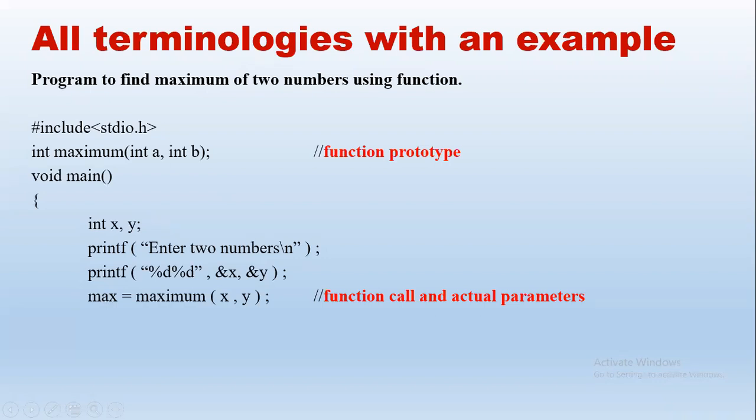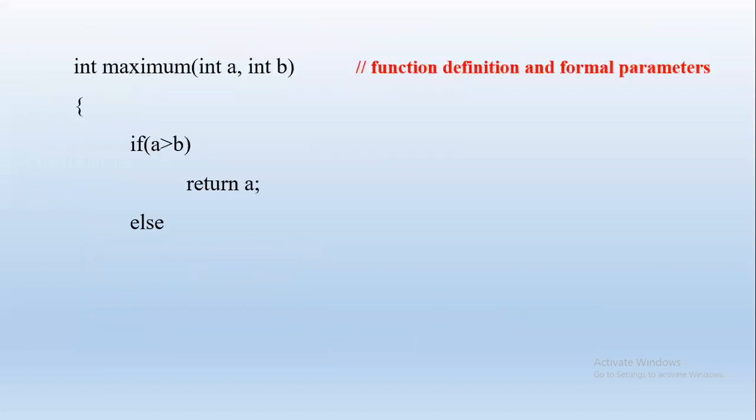X is 3, y is 4. Out of that, the maximum is 4. We got the answer, which is in max. Then simply print that: Maximum of 3 and 4 is 4. X is 3, y is 4, max is 4. Hope this is clear. So we have seen all the different terminologies with an example here.